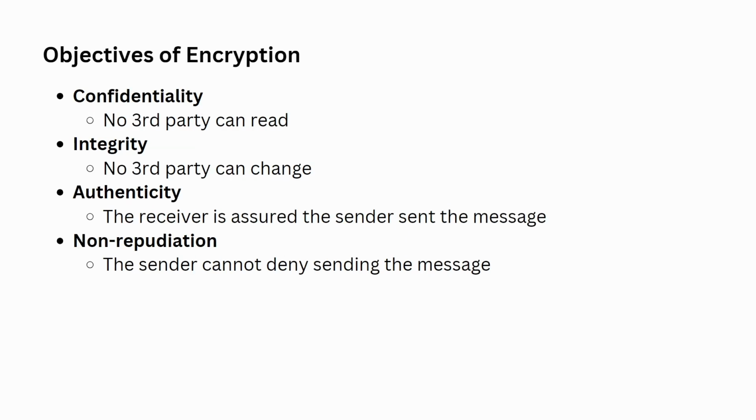There are four main objectives of encryption. First is confidentiality, in which no third party can read the information. Integrity refers to no third party can change the information. Authenticity is where the receiver is assured that the sender sent the message. And non-repudiation is where the sender cannot deny sending the message.